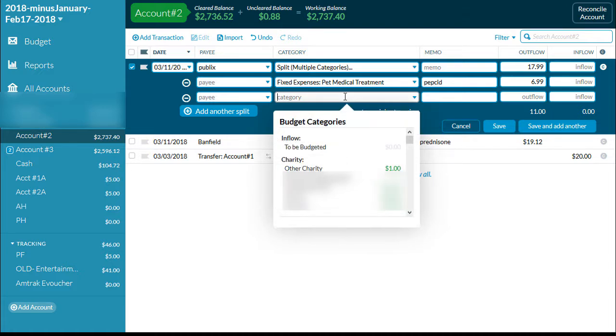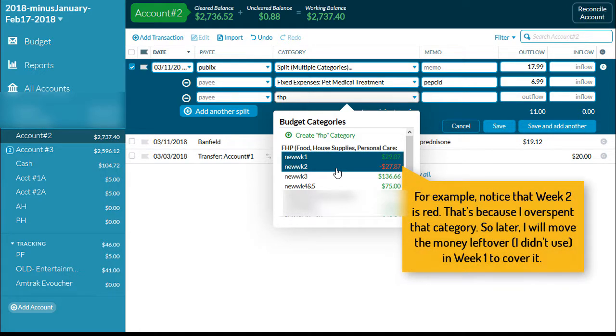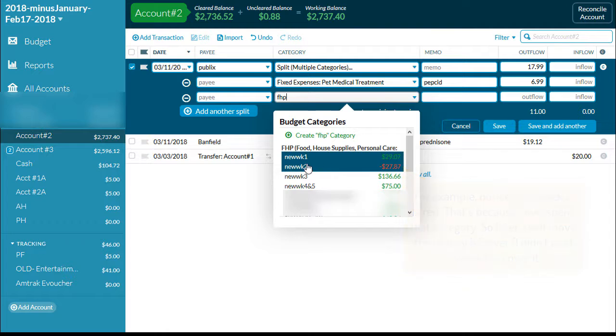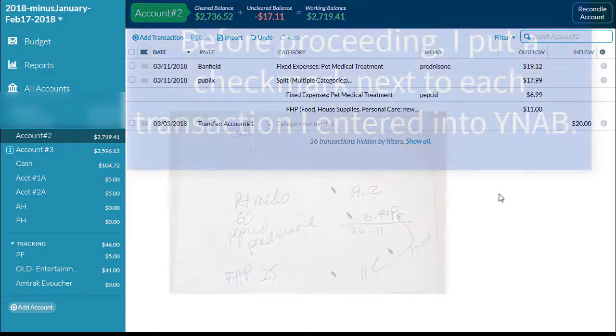The next category is my FHP. I divide my food up by week. I put an amount in for each week. And if you take the training program, you'll understand why. Basically, it's because I tend to run out of food at the end of the month, and this way I can kind of get a better idea of how much I'm spending each week, so that doesn't happen. So we're going to put it into week 2, and I'm just going to put what's left, which was $11, okay? And we're going to save.